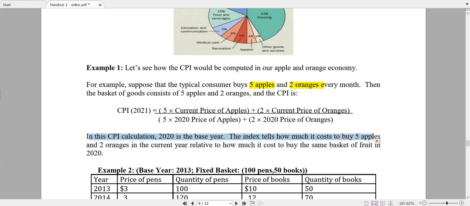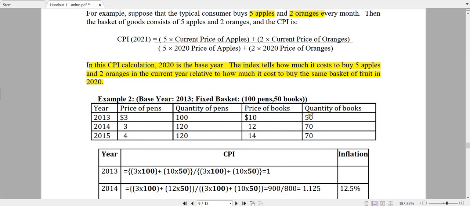The index tells us how much it costs to buy 5 apples and 2 oranges in the current year relative to how much it costs to buy the same basket of fruits in the base year, which is 2020. If you compare the calculation of inflation using GDP deflator and CPI, CPI is much simpler to compute. In CPI, you need to keep the basket constant from one year to the next. To further see the distinction between CPI index and GDP deflator more clearly, I am using the same example that I used for calculating GDP deflator.